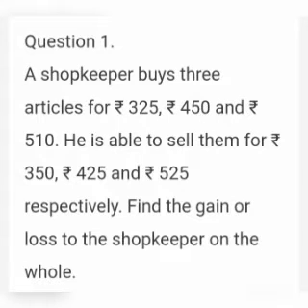Hello kids, today we are going to see exercise 3.2, question number 1. The question is, a shopkeeper buys 3 articles for rupees 325, 450, 510. He is able to sell them for rupees 350, 425, 525 respectively. Find the gain or loss to the shopkeeper on the whole.